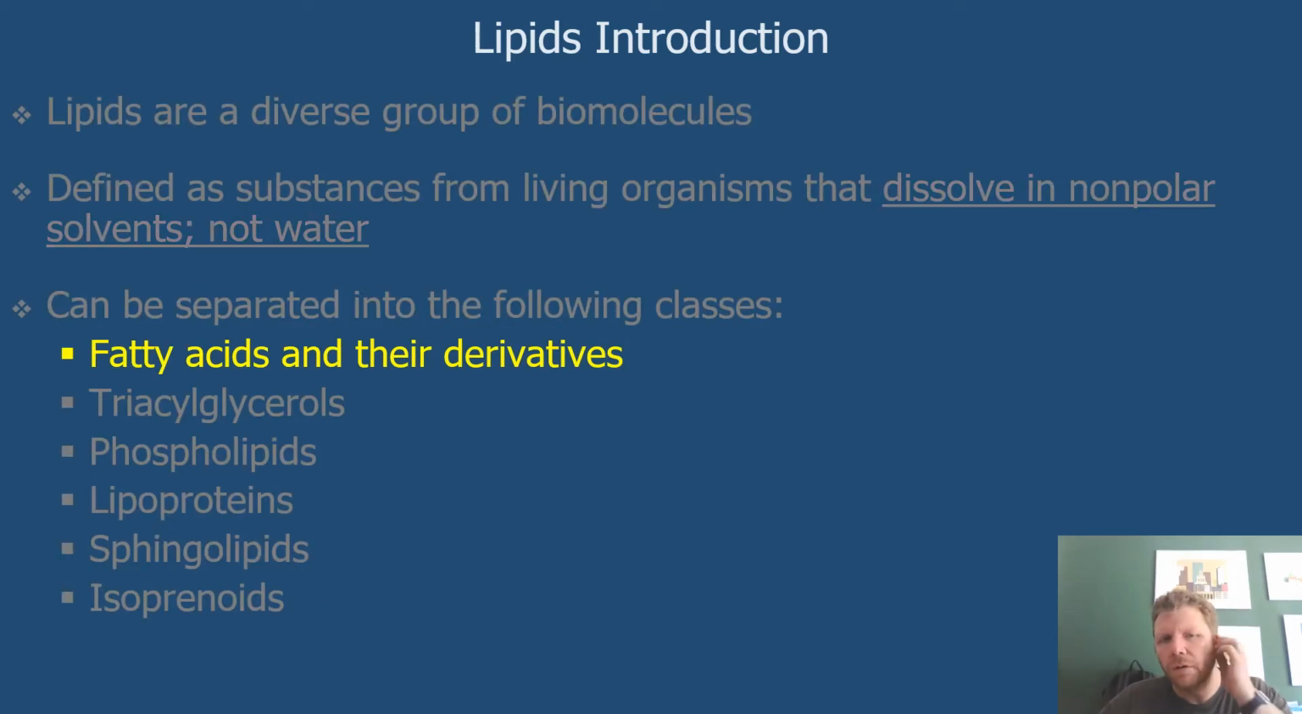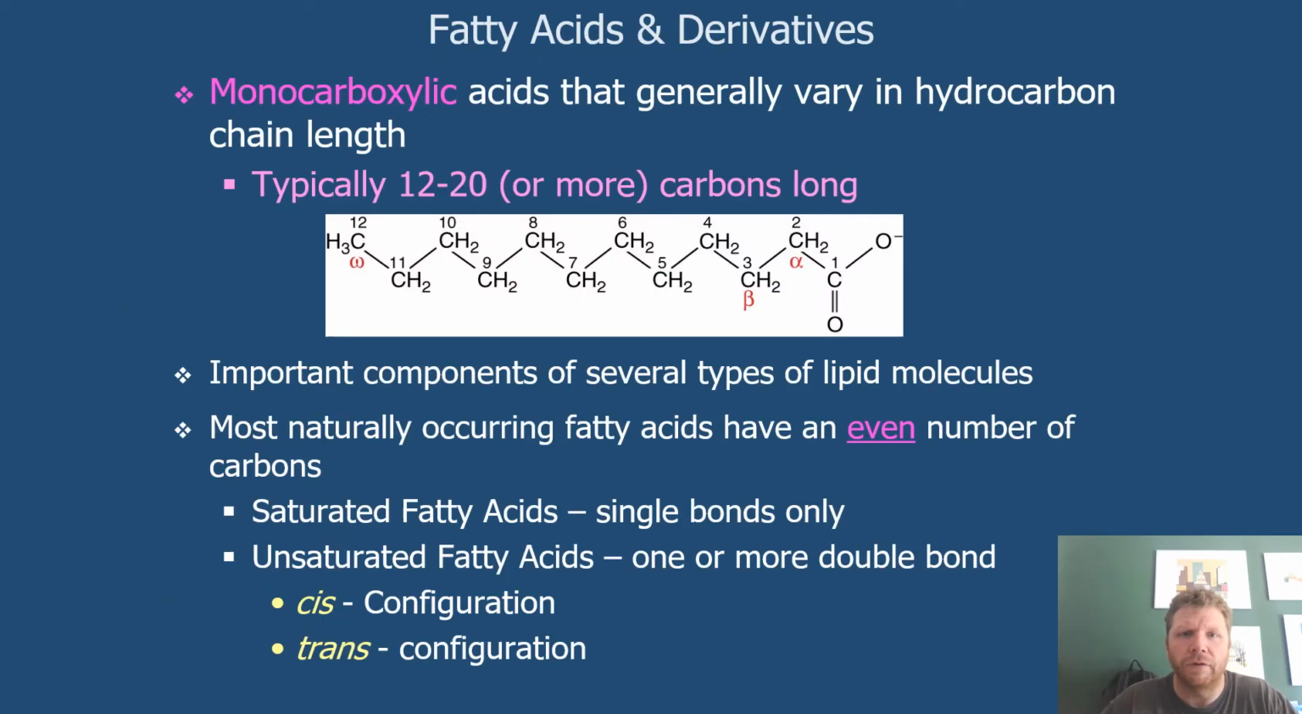Okay, so lipids, fatty acids and their derivatives. Fatty acids and their derivatives are monocarboxylic acids that generally vary in hydrocarbon chains. So they have a carboxylic acid right here, and then an aliphatic chain. We do follow a numbering or identification scheme of alpha, beta, gamma, delta, epsilon. That's where I stop. And then the last one is omega.